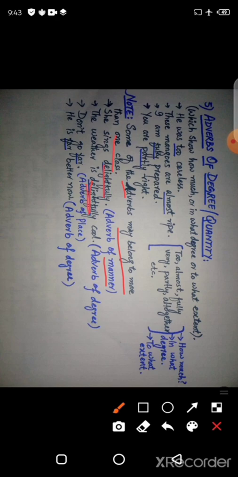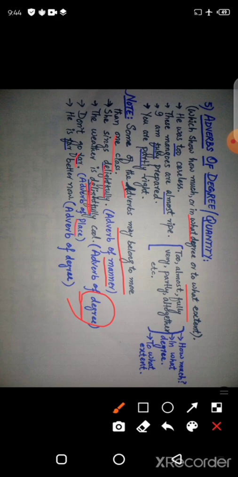And then, "The weather is delightfully cool." So here, delightfully is again used as an adverb, but as an adverb of degree, because it tells us how cool the weather is. It shows us to what extent the weather is cool, like we have discussed, to what extent and in what degree. All right. And then in the second example, "Don't go far."